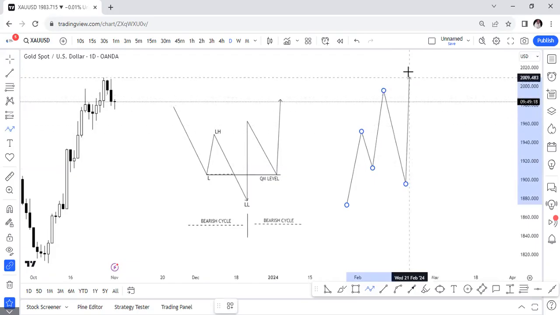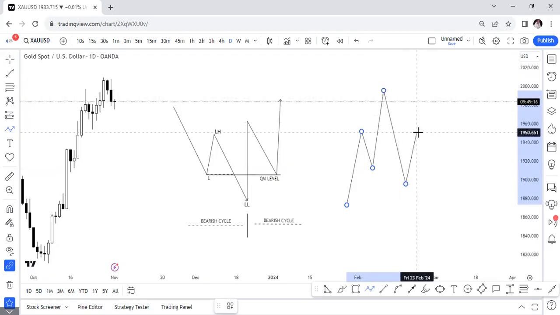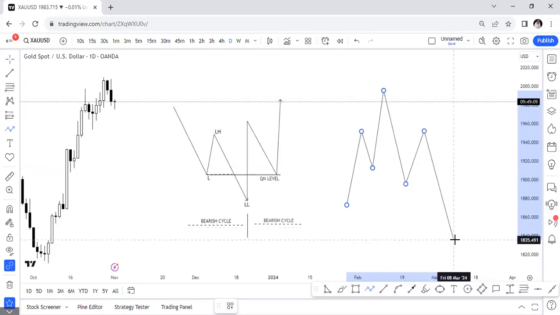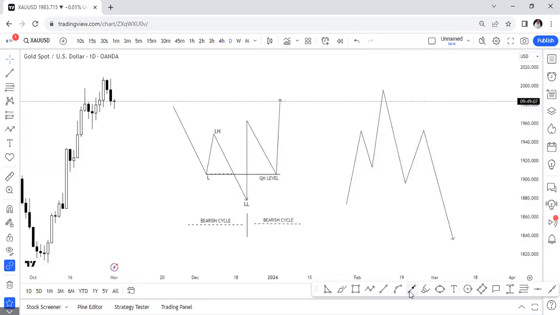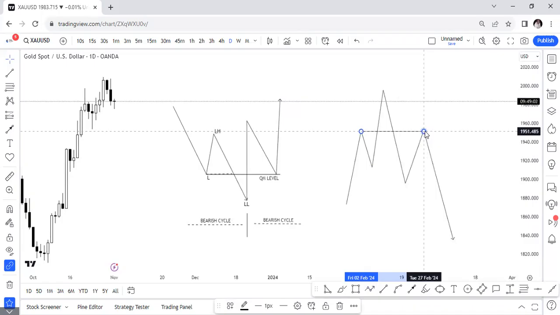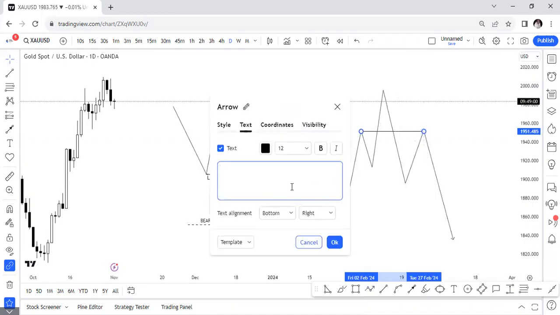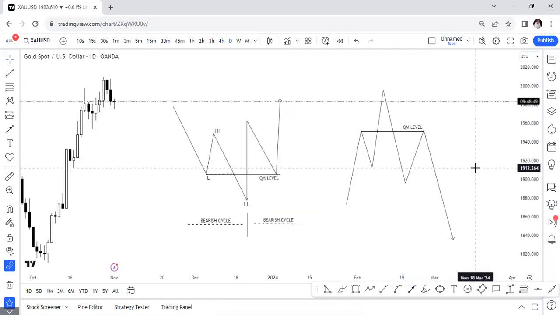Then it pulls back. In an attempt to break this, it could not break through it, so it ends up in this range of the previous high. So this becomes the QML level for sell. So you sell right there.